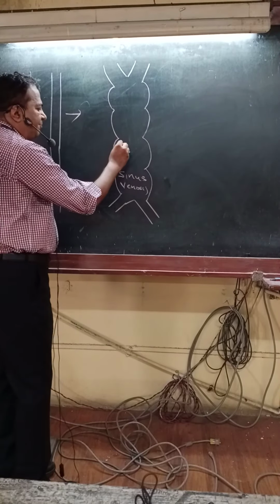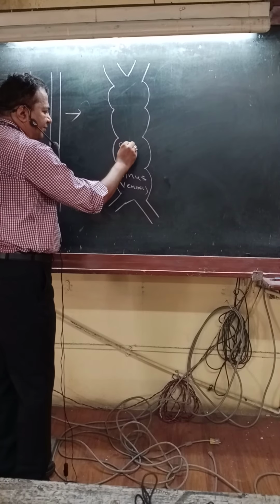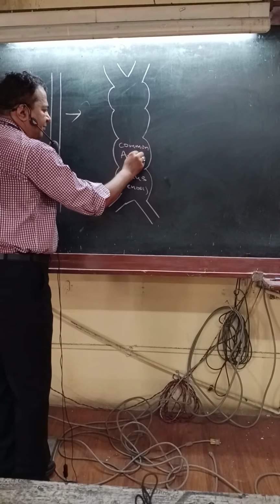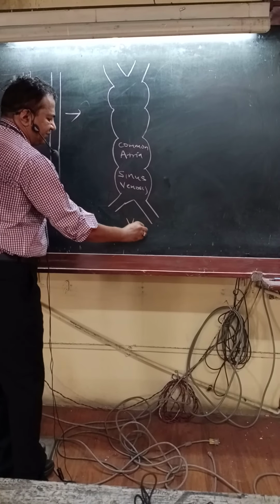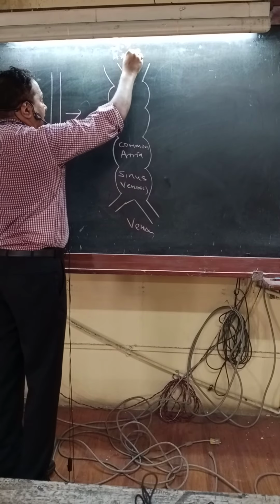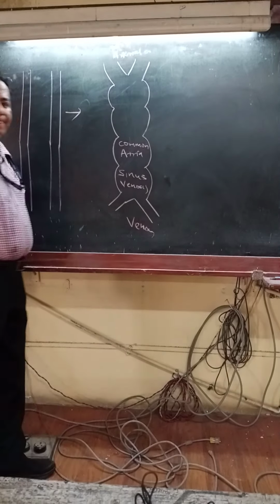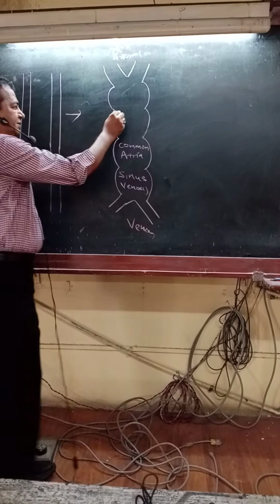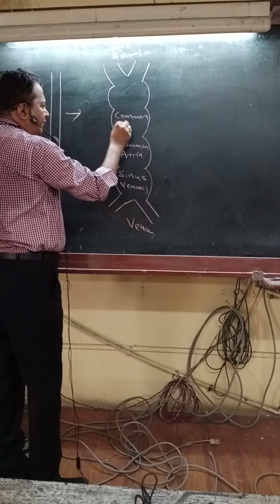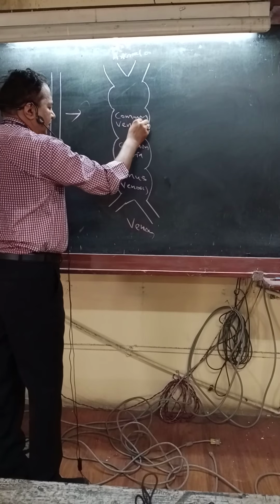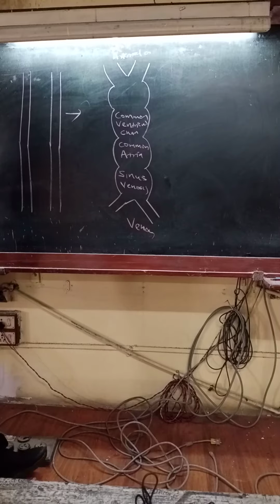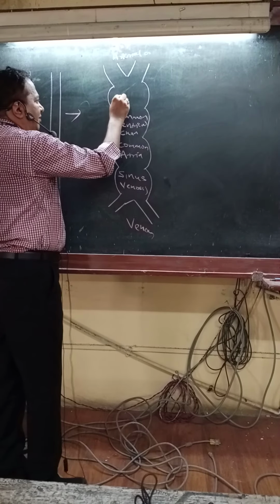Then is the common atrial chamber. So this end is the venous end, and the cranial end here is the arterial end. Then is the common or primitive ventricular chamber. Next is the bulbus cordis.